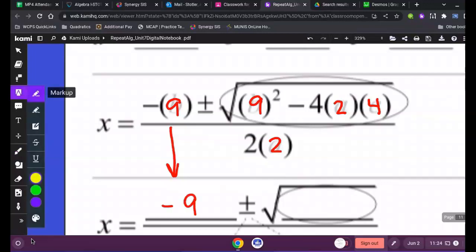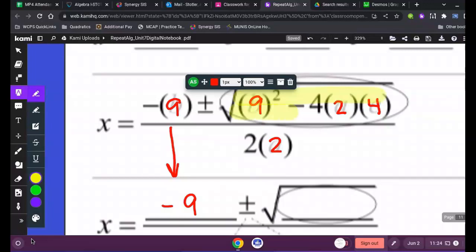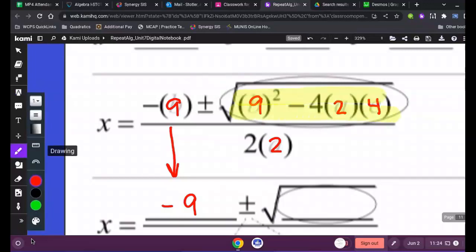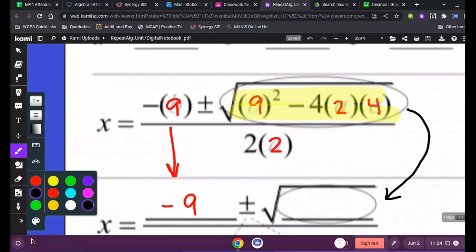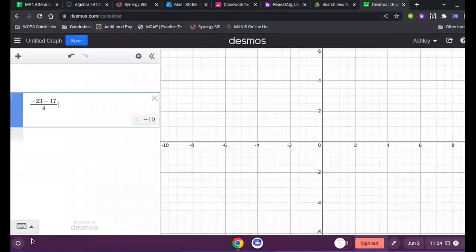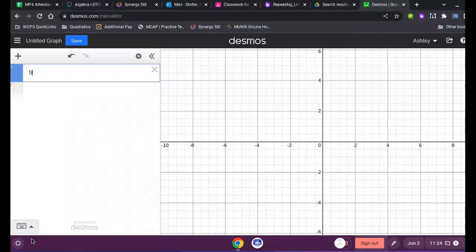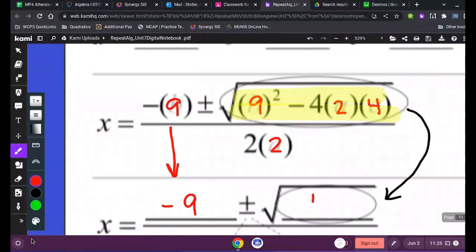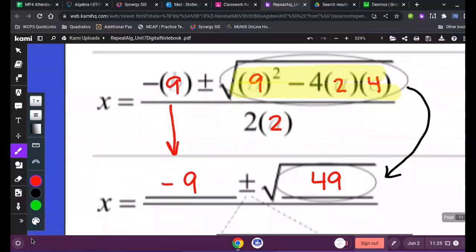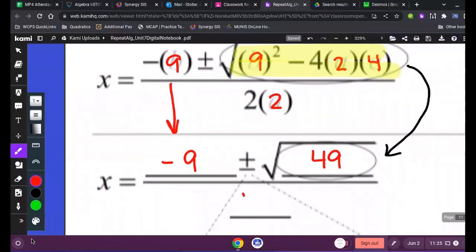And then we're going to type all of this into Desmos so that we know what to fill in down here. So 9 to the second power minus 4 times 2 times 4. So you type it in exactly how you see it. So we get 49. So we're going to put 49 here. And then we still have to do 2 times 2 on the bottom, which is 4.